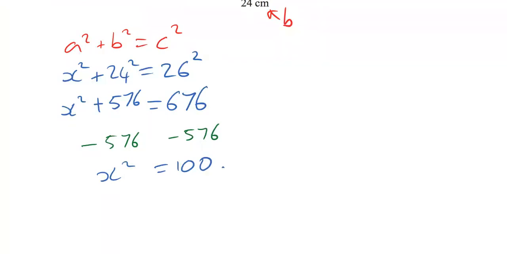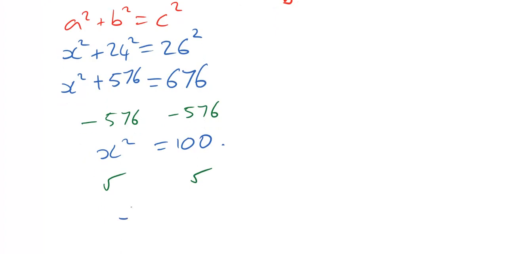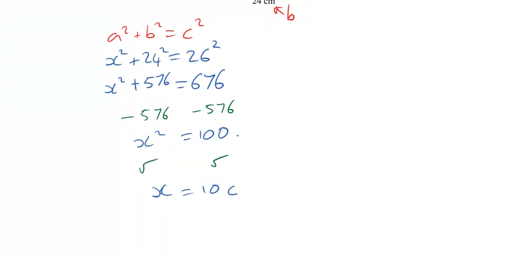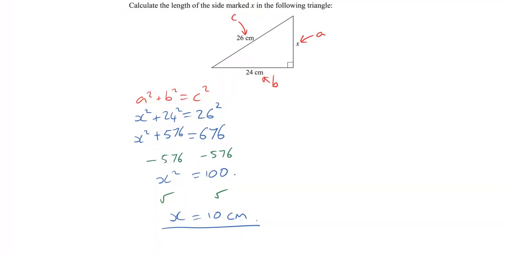And now what we can do is we can square root both sides to find out what x is. X is equal to 10. Now, we were originally in centimeters, so of course we are in centimeters here. X is 10 centimeters. Let's carry on.